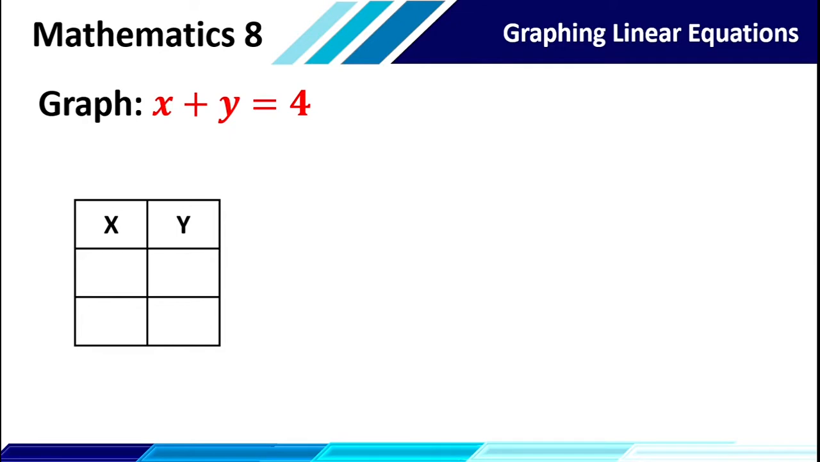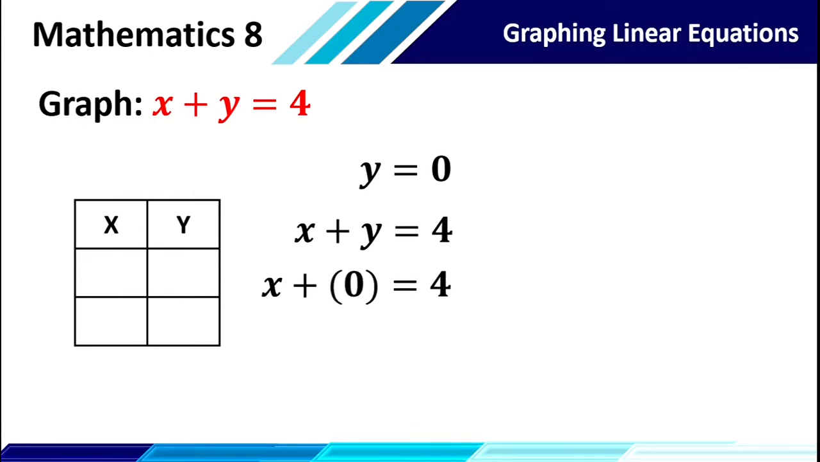Let's have our first example. Graph the equation x plus y is equal to 4. Our first step is to locate our x-intercept. To do that, we need to set the value of y equal to 0. Just copy our original equation and substitute 0 for y. So we will have x plus 0 is equal to 4. To simplify this one, we have x is equal to 4. Therefore, our x-intercept is (4, 0).